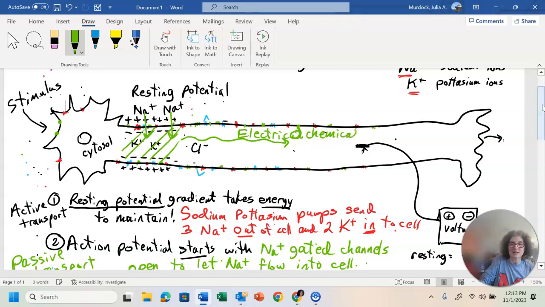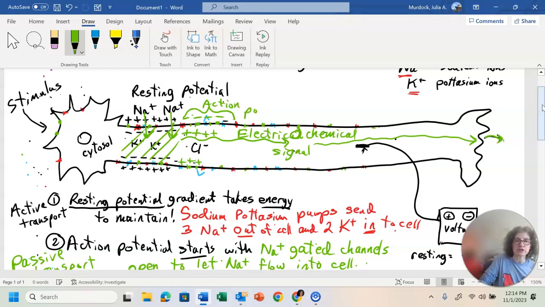That electrochemical signal is going to move all the way down to the end of the axon and the terminal over here, where it can then jump and signal something else. But that chemical signal is just a reversal of charge. That's all it is. So that now we have positive charges inside the cell because all that sodium flowed in, and now it's negative outside. And this is action potential.